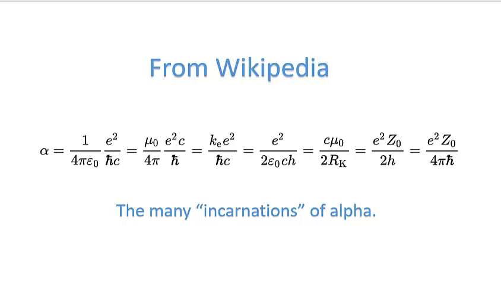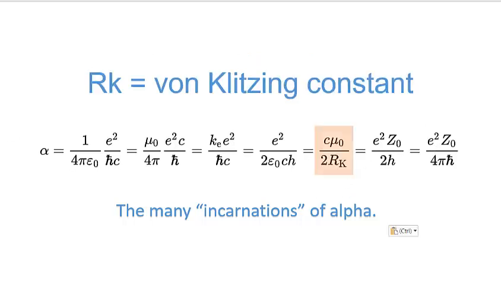So the first thing I do when I'm trying to decode something is I look for patterns. So I look for similarities. And the first thing that stands out to me is that all of these incarnations of alpha contain an e squared, elementary charge squared, term. Elementary charge, elementary charge, elementary charge, all except for this one. So let's have a closer look at this one. Why is there no e squared in this term here?